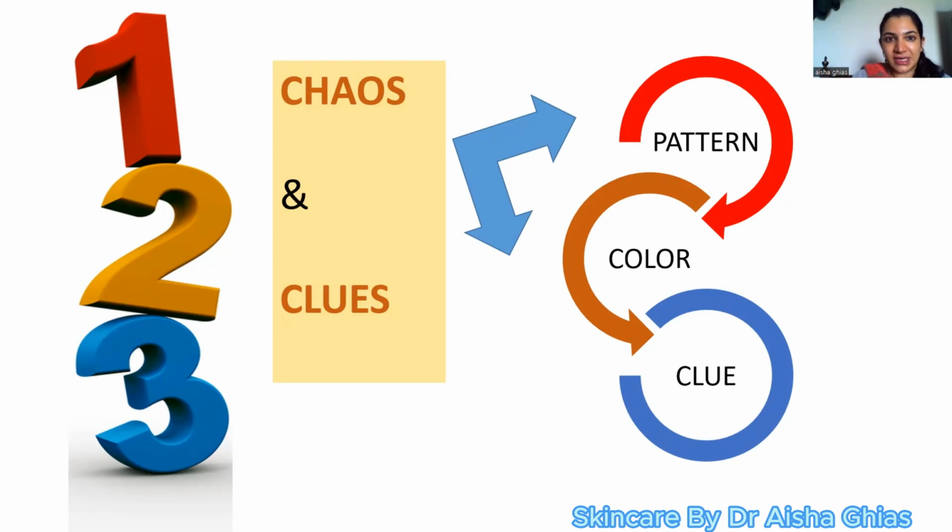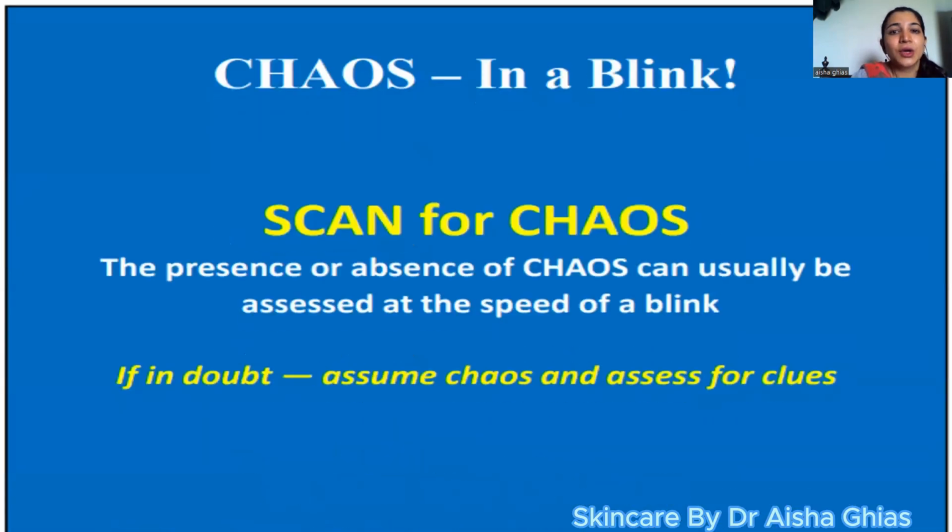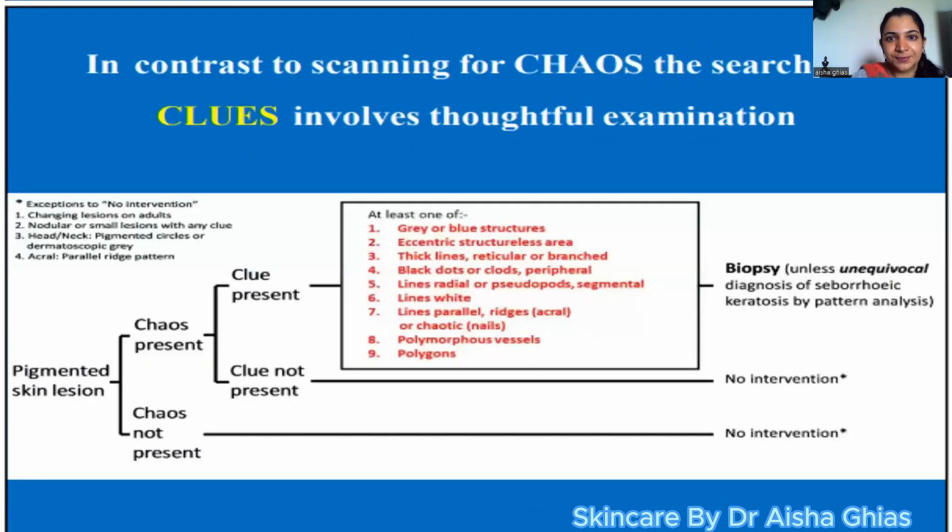So we'll first define chaos and then we'll see the clues. This will make the chaos and clues method for us. Now, chaos, as I said, can be studied at the speed of a blink. You can scan for chaos. You don't have to spend time looking for chaos. The presence or absence of chaos can usually be assessed at the speed of a blink. If in doubt, then you should assume that there is chaos. I mean, if you are taking time and you don't know whether the lesion is chaotic, then assume it's chaotic.